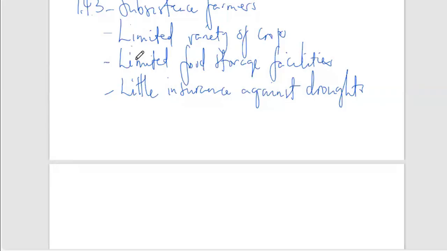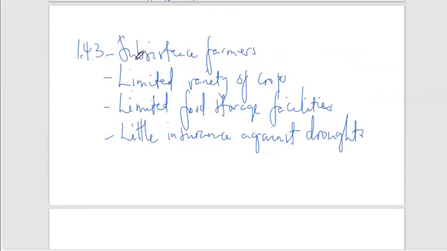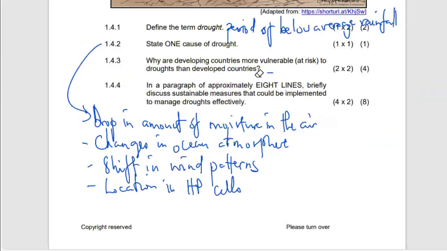Right, we go on to the next part, which was question number 1.4.3. We need to move on to the next question. We have talked about this as cover-up measures, why developing countries are the ones who are more vulnerable to the problem of drought. But you can also note some other responses. You can also come out with other relevant responses to the question.